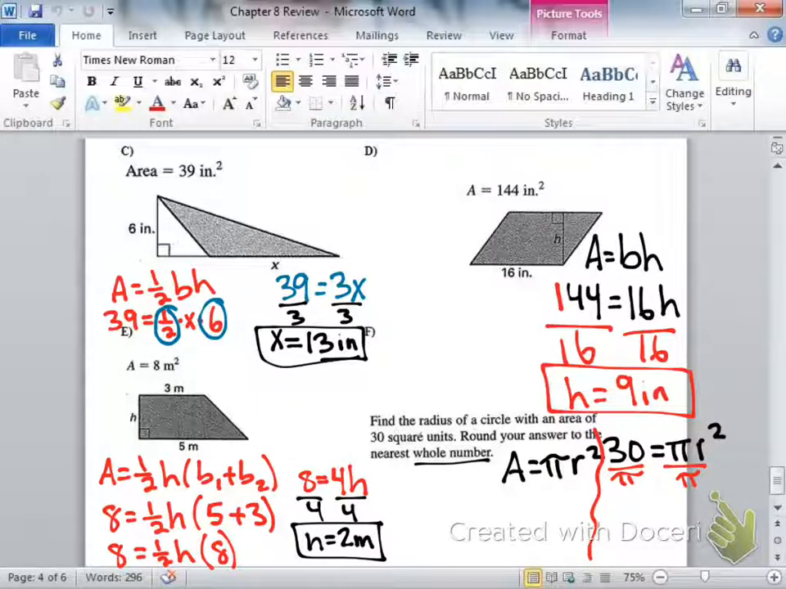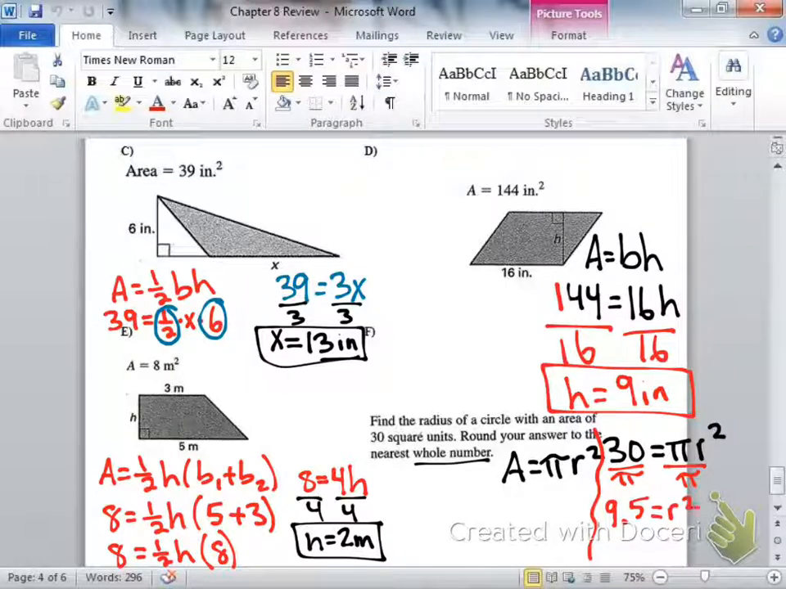So I set up area equals pi r squared. The area is 30. Pi is pi. We're looking for the radius, so I left it r. I want to get r squared by itself, then I want to take the square root. That's how I'm going to tackle this. So 30 divided by pi is like 9.5492 and it goes on in the calculator.